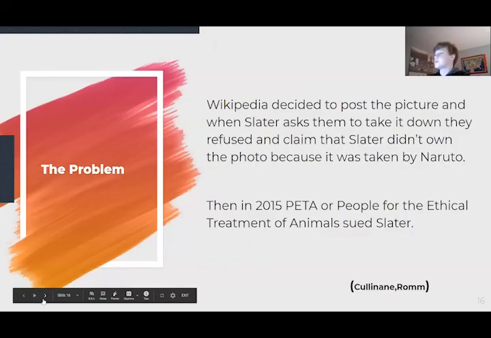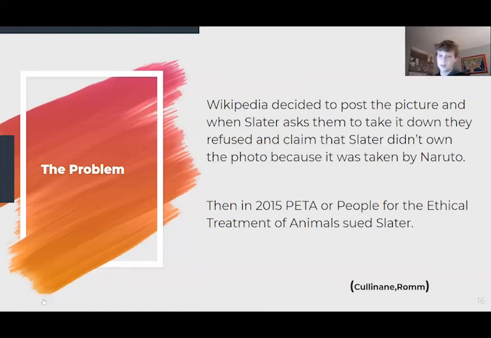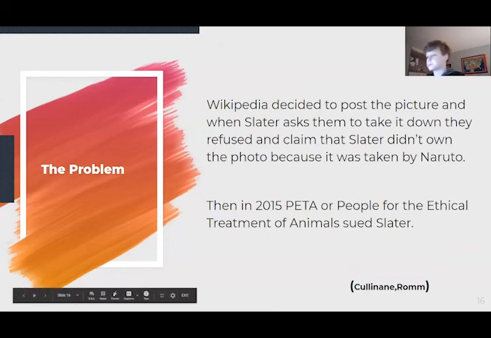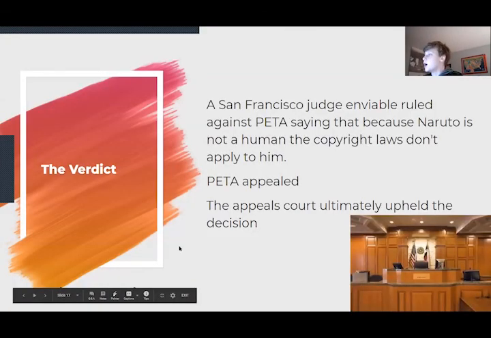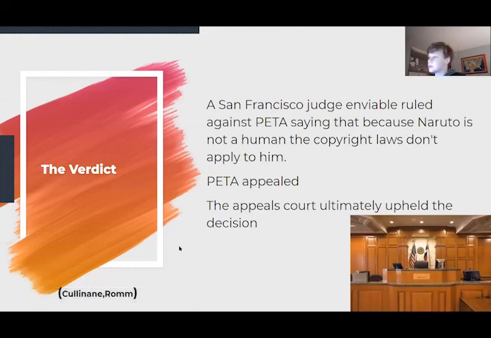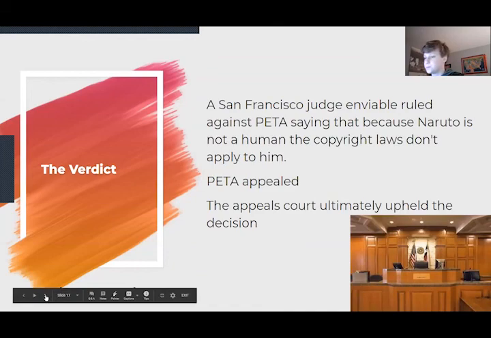So this is where things start to get bad. Wikipedia decided to post the picture of Naruto on their page. And when Slater asks them to take it down, they refuse because they say he doesn't technically own it. Then PETA in 2015, or People for the Ethical Treatment of Animals, sues Slater. The San Francisco judge ultimately ruled against PETA, saying that because Naruto is not human, the copyright laws don't apply to him. PETA appealed. The appeals court ultimately upheld this decision.